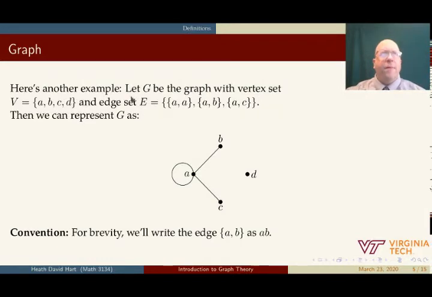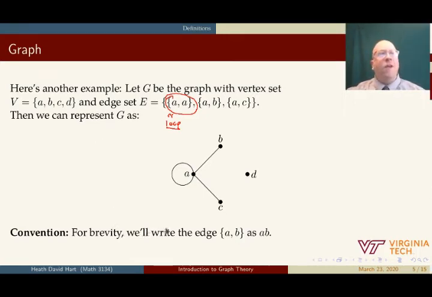Here's another example. I'm going to let G be the graph whose vertex set is A, B, C, D, and the edge set has an edge from A to A. We call this a loop. An edge from A to B and an edge from A to C. And so we have the edge that goes from A back to itself, the edge from A to B, the edge from A to C. And poor D is just sitting over here without any edges at all connecting to it. D is practicing social isolation.